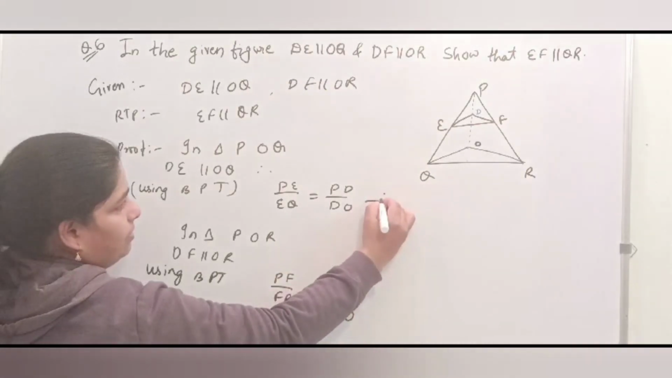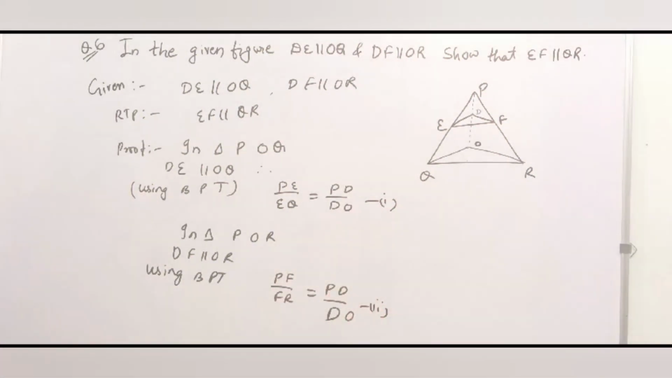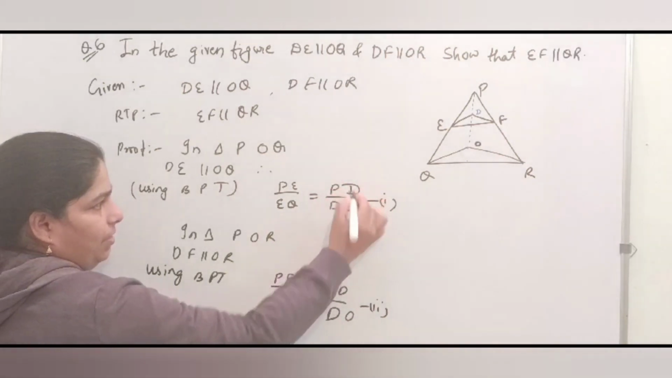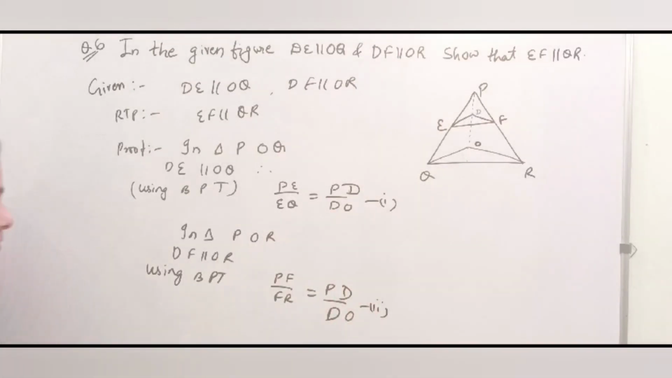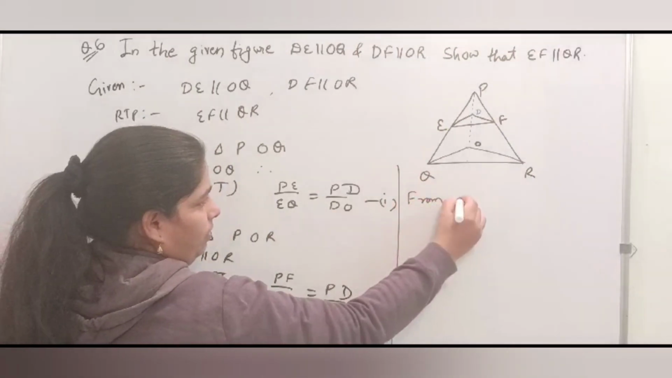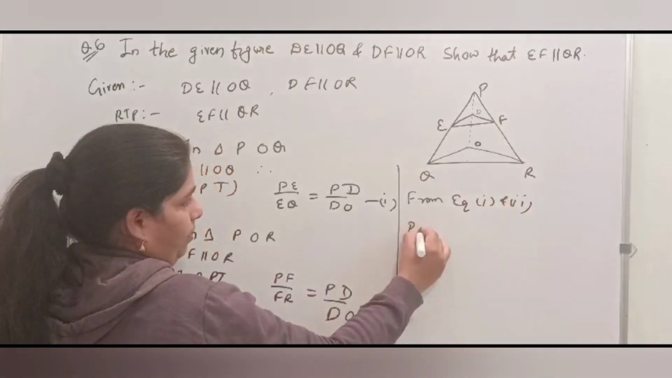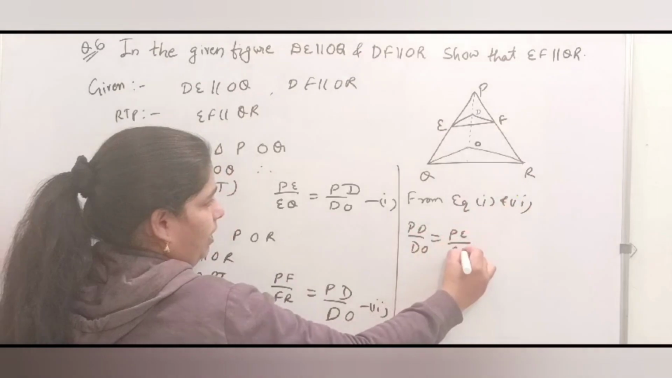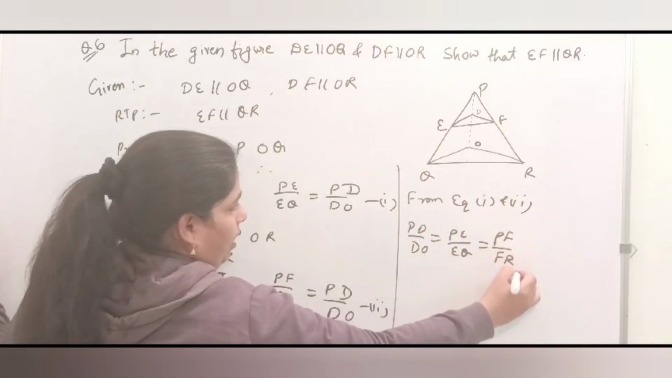Let us call these equation 1 and equation 2. Now you can see in both the equations, PD by DO is common. As PD by DO is common, we can equate the values. Therefore, from equations 1 and 2, PD by DO is equal to PE by EQ is equal to PF by FR.